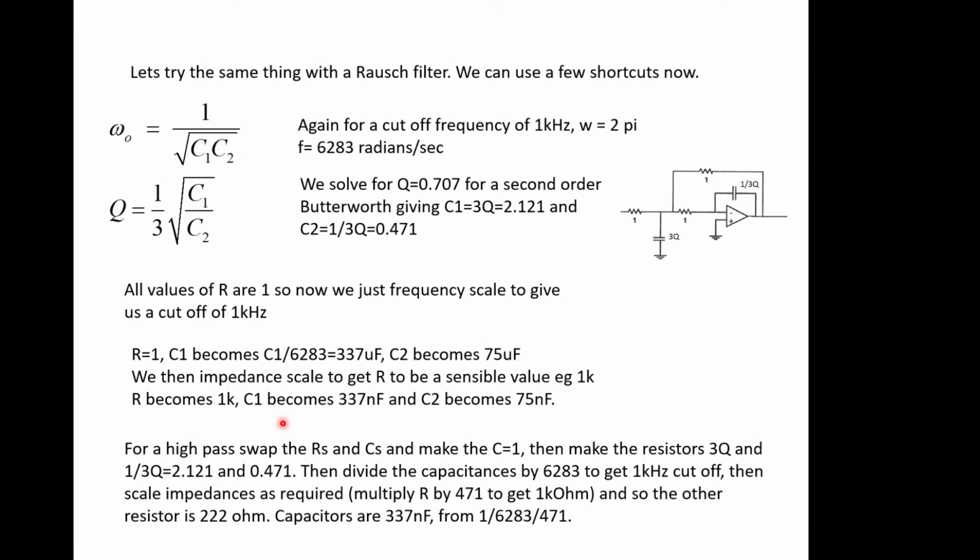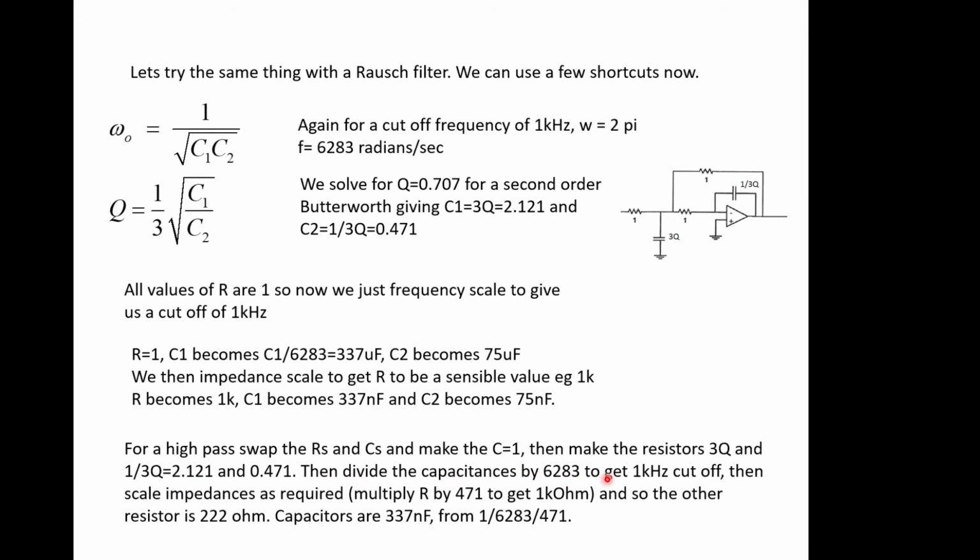In the case of a high pass filter, we can swap the R's and the C's, and make C equal 1. So the difference in the process becomes that where we made R equal 1 in the prototype for low pass, in this case we make C equal 1, and then we make the resistors 3Q and 1 over 3Q, and they've got the same ratio.